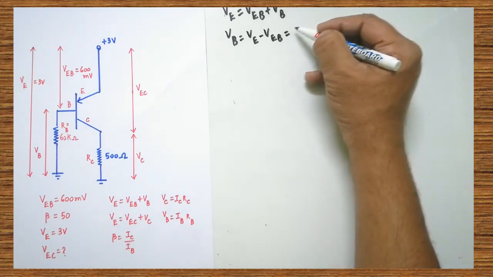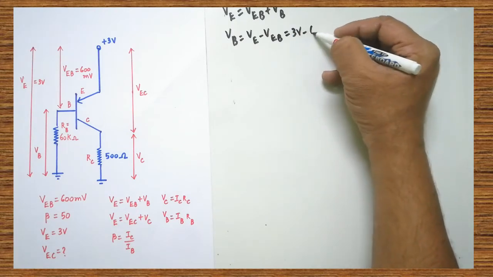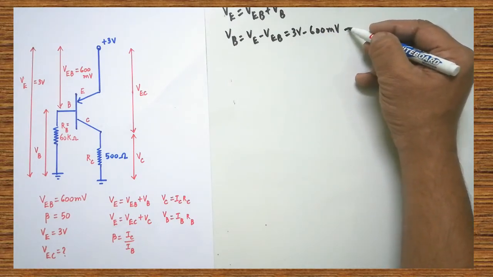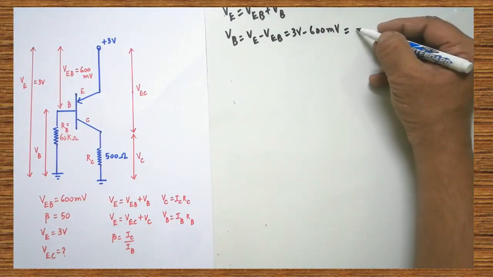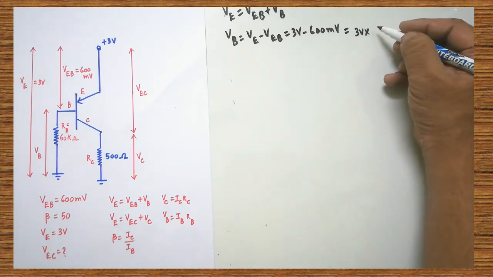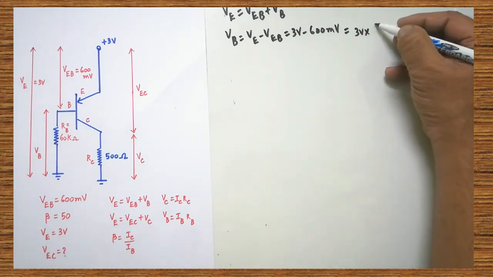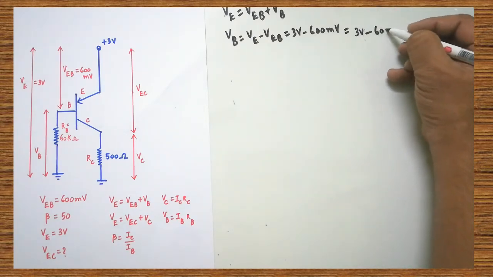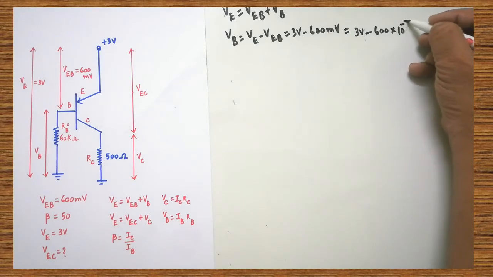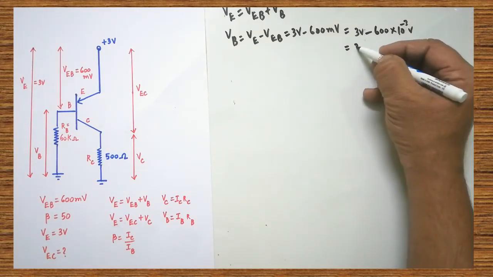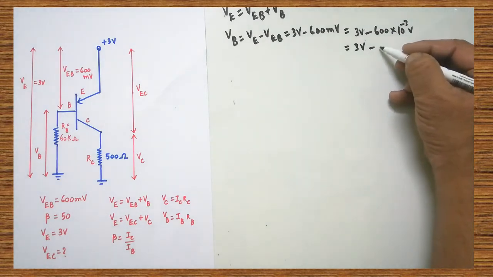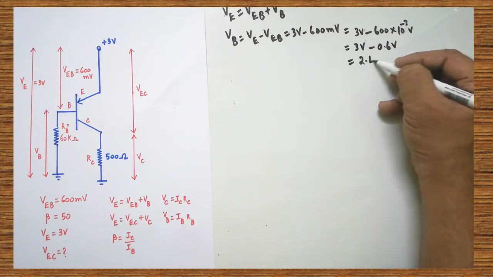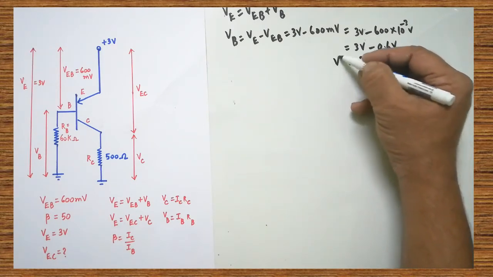Substitute. VE value is 3 volt, VEB value is 600 millivolt. The next step, how could it be written? Here 3 volt minus 600 millivolt. Milli is nothing but 10 to the power of minus 3, so 600 into 10 to the power of minus 3 volt. The next step we can write it as 3 volt minus 0.6 volt. After subtraction you will get 2.4 volt. So this is the value of VB.